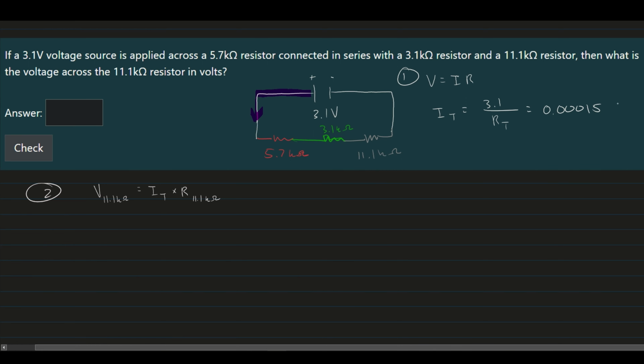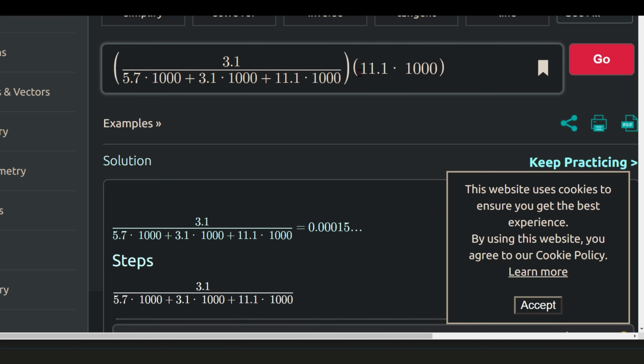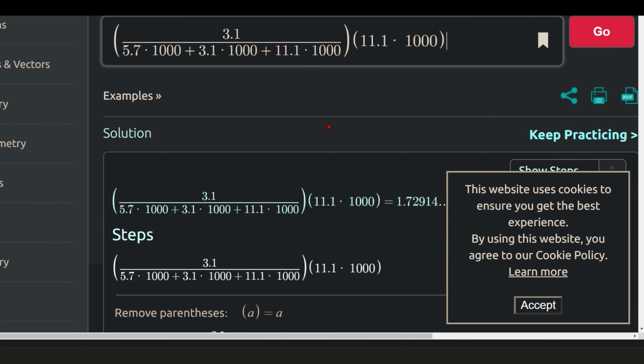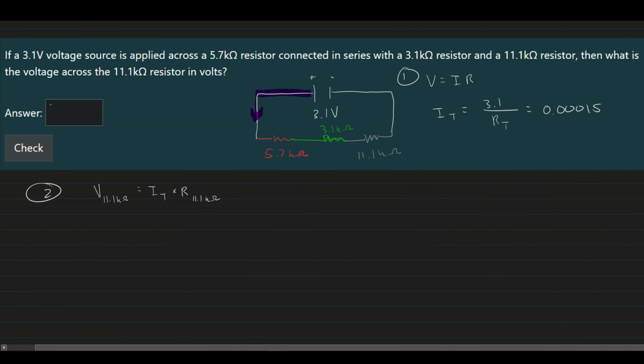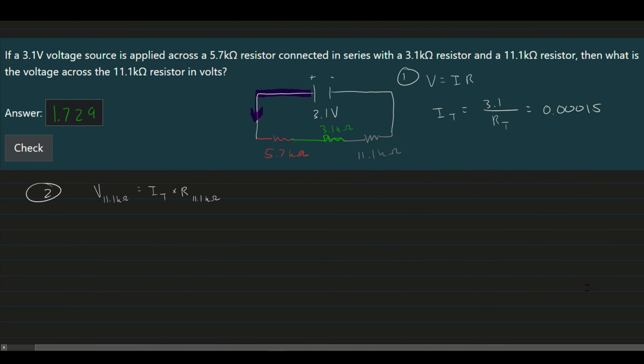So what we can do is take this right here, and I'll actually highlight it like this, and we are going to plug it into here, and we're going to take this and plug it into here as well. Knowing that, we can go back to our calculator and paste it in here. This is our resistor, 11.1 times 1,000. That's going to give us a value of approximately 1.729. So our answer is going to be approximately 1.729. And that is how we would go about solving for this problem or anything like it.